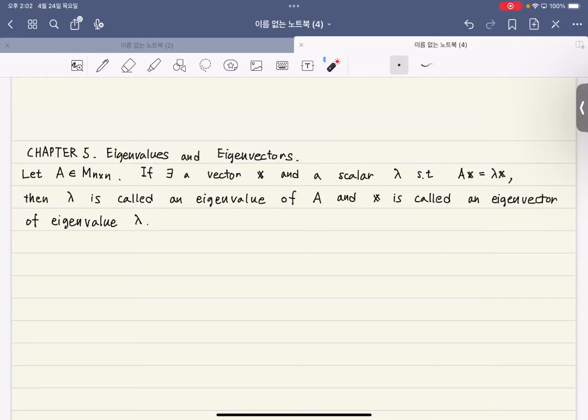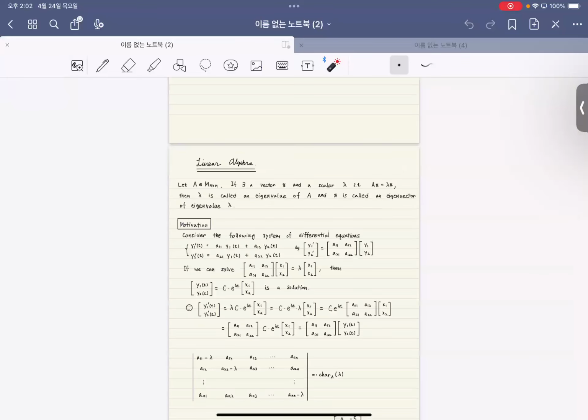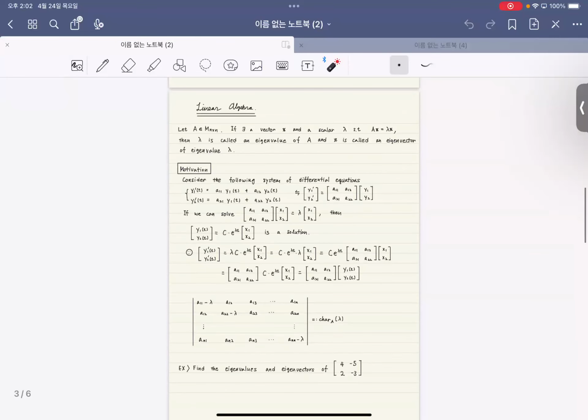Okay, so the question is why we are interested in the eigenvectors and eigenvalues. So here, we have a little motivation.